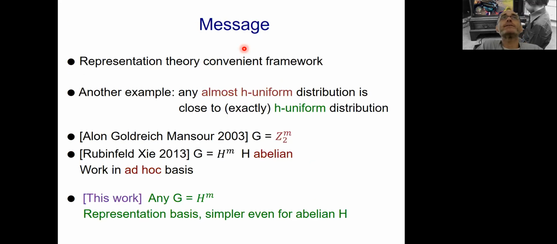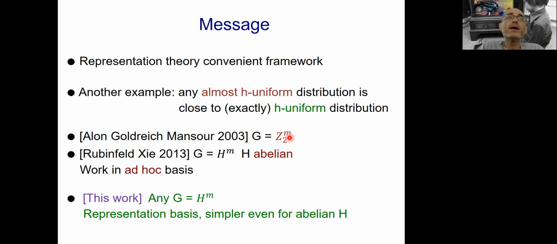The general message is that representation theory is a very convenient framework. And in fact, in this paper, we give another example. The task is classic. We want to show that any distribution which is close to being H uniform, so if you look at any H coordinates, you'll be close to uniform, is actually globally close, say in L1 distance, in statistical distance, to a distribution which is exactly H uniform. And this is, as I mentioned, a classic goal, which was started in this paper by Alon, Goldreich, Mansour in 2003, where they prove it for the classic case of bits, so Z2 to the power m, so m tuples of bits.